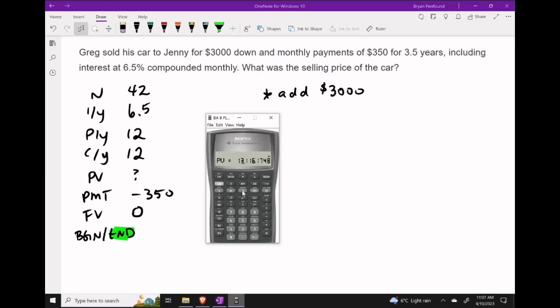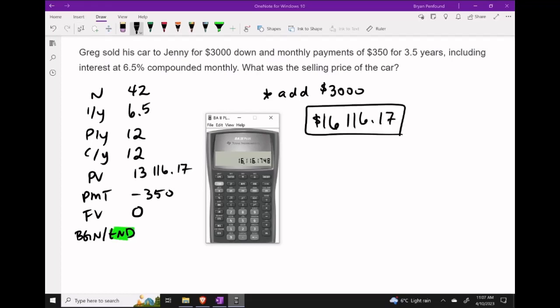We get $13,116.17. Remember that we do have to add the down payment to this in order to get the present value of the car. So once we add that $3,000, we should get that the selling price of the car was $16,116.17.